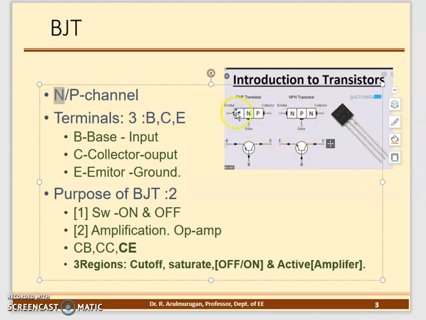Then what is the other terminal? P you can write. So here if P is written, N you can write. So PNP transistor, NPN transistor. There are two types of transistor. So this is a transistor.